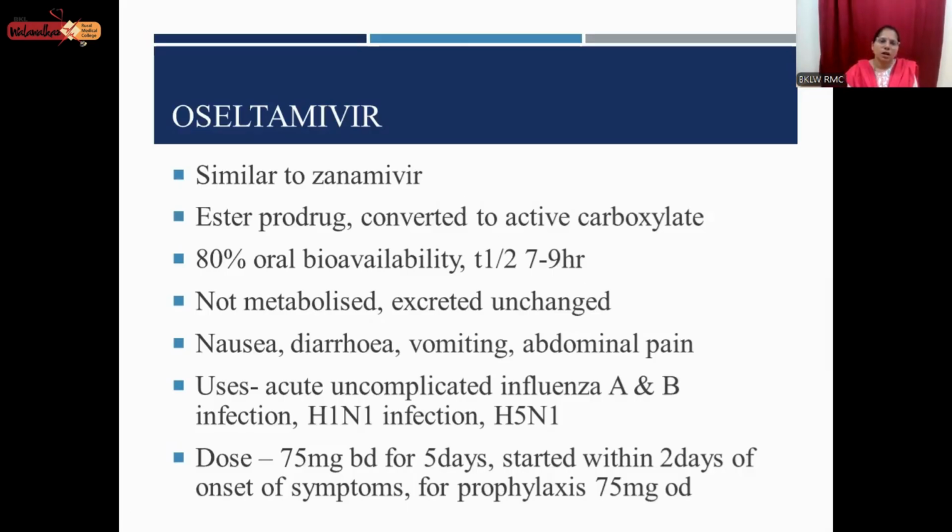So it is used in acute, uncomplicated influenza A and B infections, bird flu, swine flu infections. It produces nausea, diarrhea, vomiting, abdominal pain, that is GIT related adverse effects. It can be started at 75 mg BD for 5 days, within 2 days of onset of symptoms, and prophylactically 75 mg.